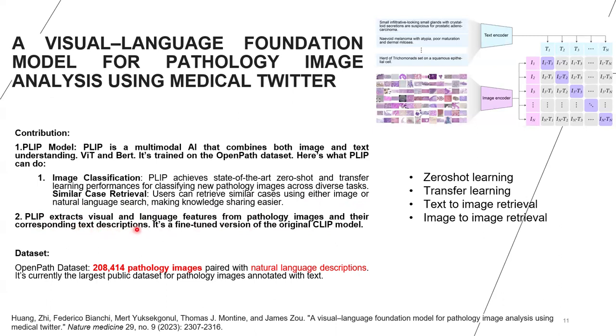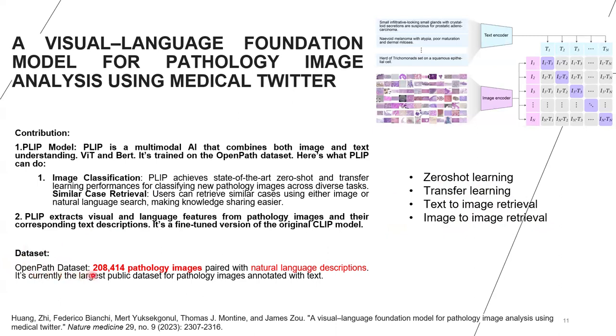So they have compiled a large dataset, OpenPath, and PLIP is basically the fine-tuned version of the original CLIP model. We already discussed the CLIP model, so it has all the properties present in CLIP, like it supports zero-shot learning, transfer learning, text-to-image retrieval, and image-to-image retrieval. And here we have some description about the dataset.